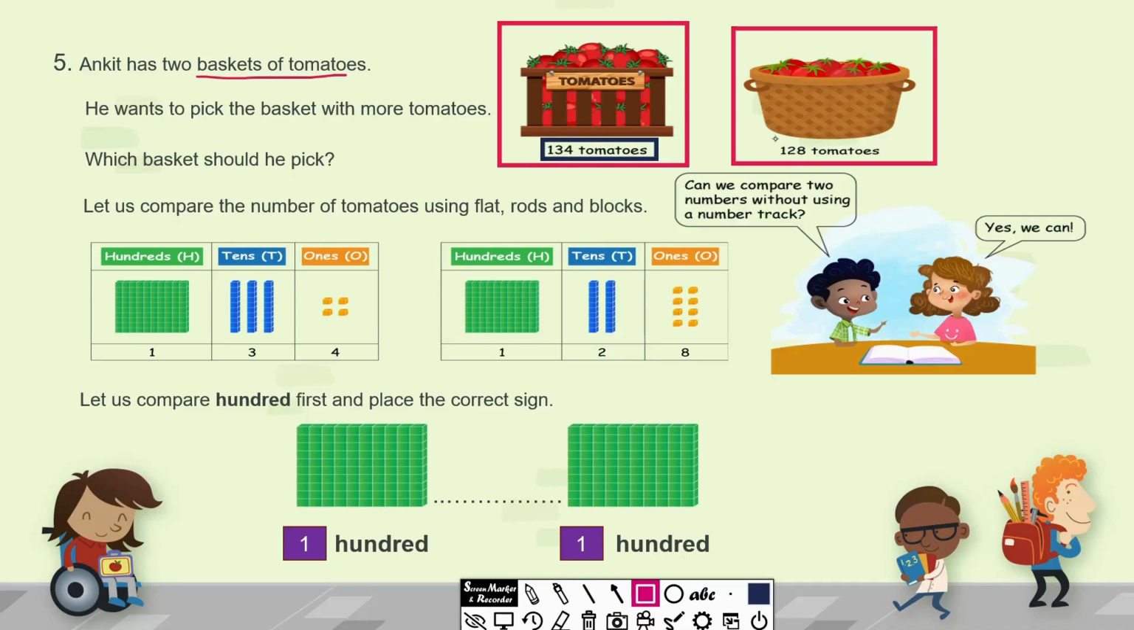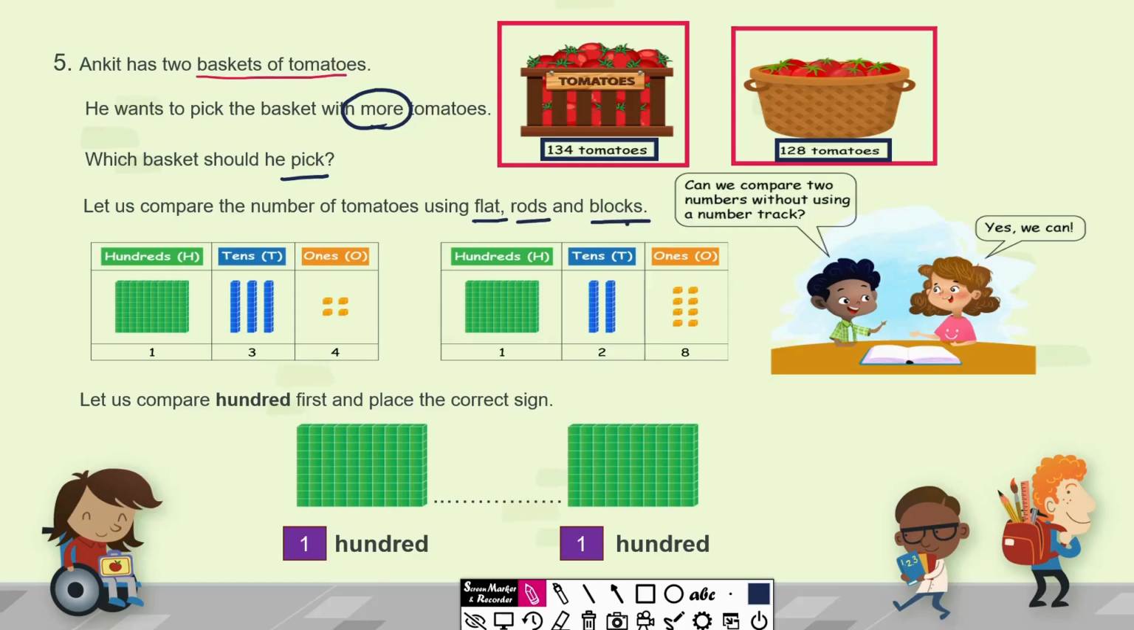This basket has 128 tomatoes, right? Which basket should he pick? He wants to pick the basket with more tomatoes, right? So help him. Let us compare the number of tomatoes using flats, rods and blocks.